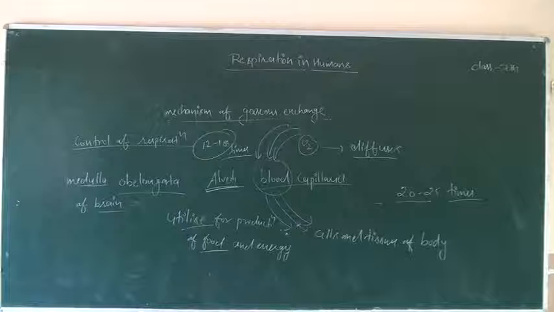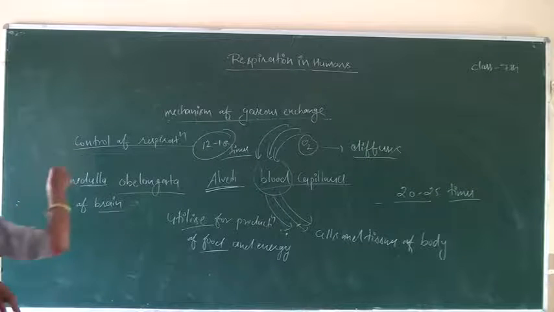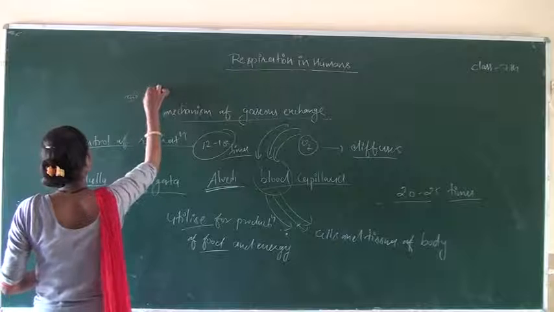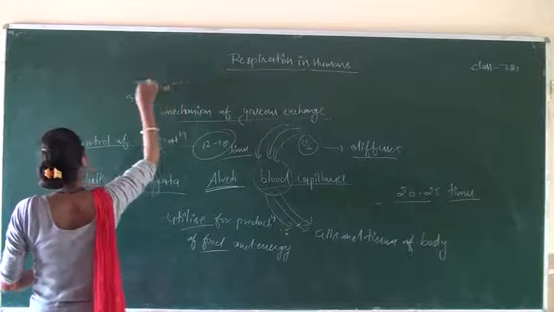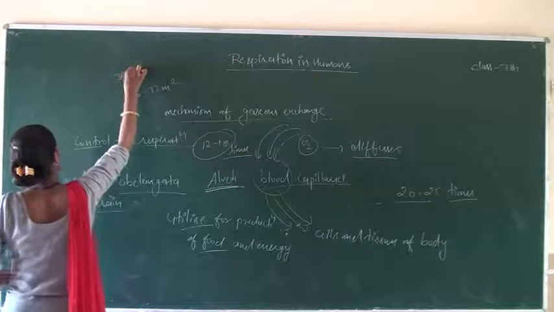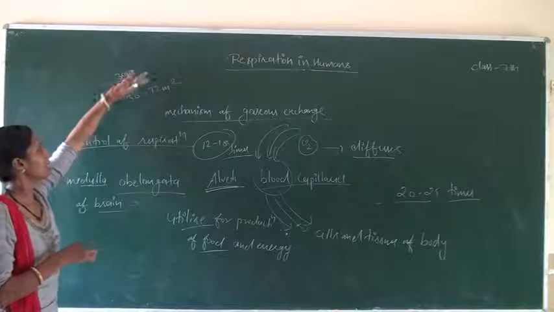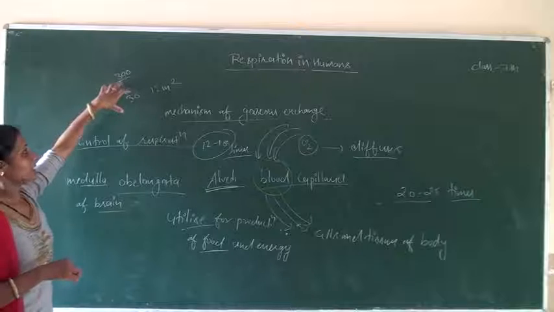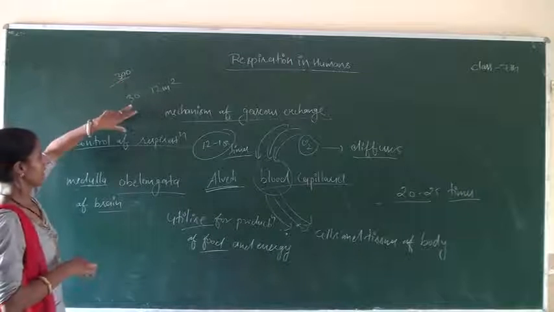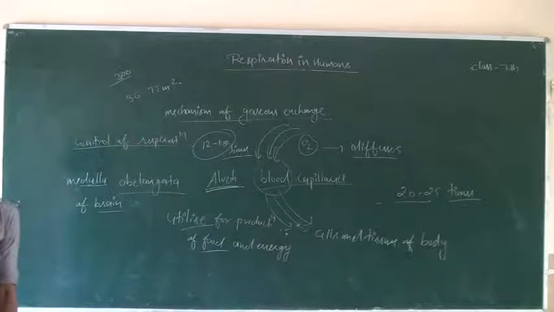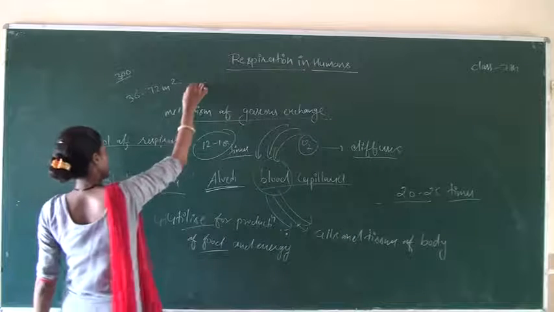The total area for gas exchange covered by 300 million alveoli is about 36 to 72 square meters in each lung.